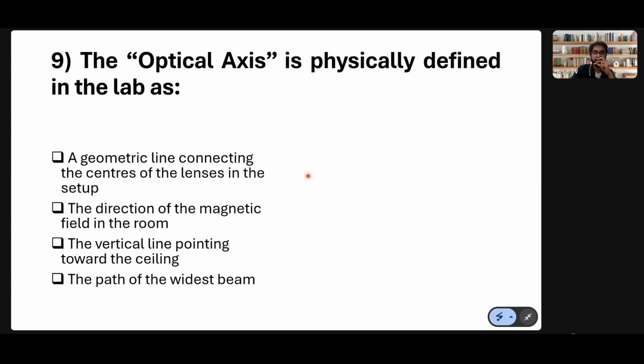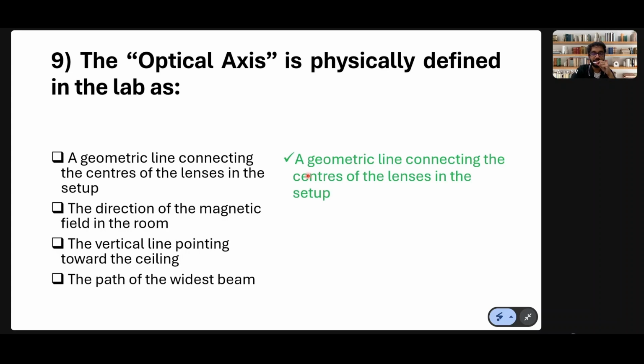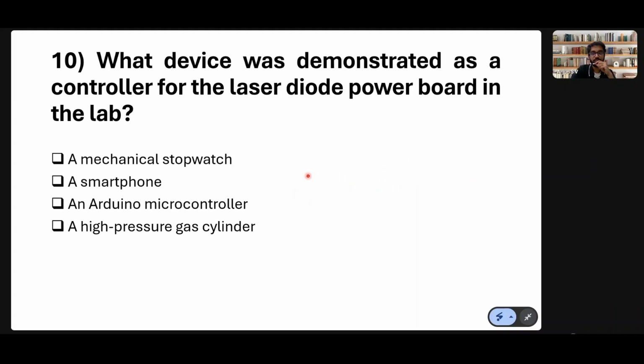Question number 9. I think we have already gone through this a lot of times. The optical axis is physically defined as what? The optical axis is basically the geometric line connecting the centers of the lenses in the setup. Option A. This is also a very theory-based question.